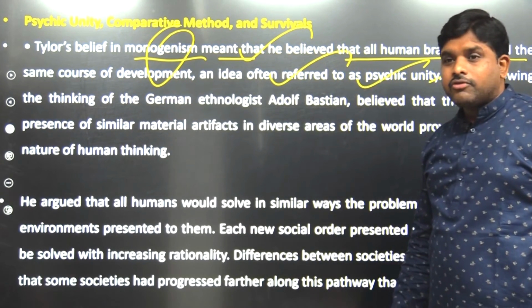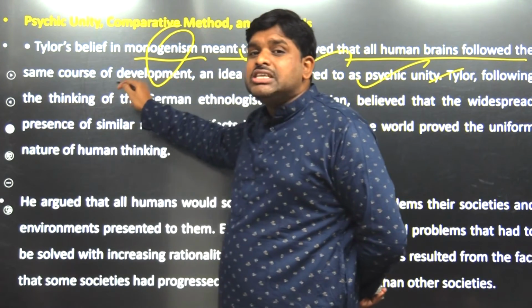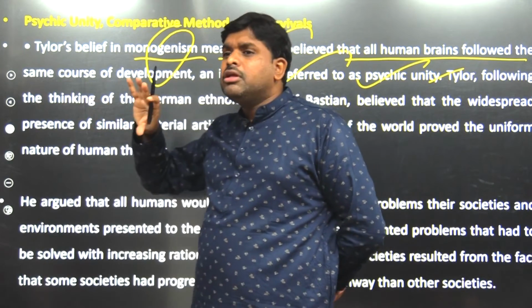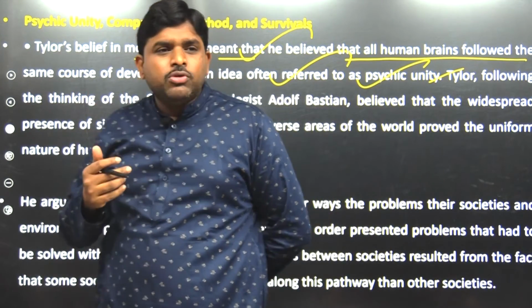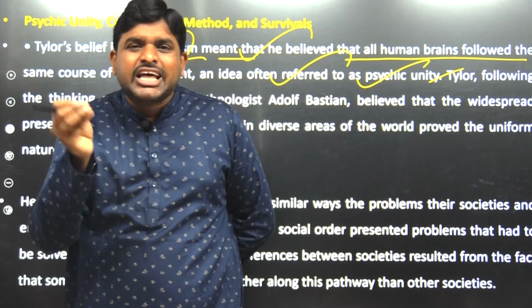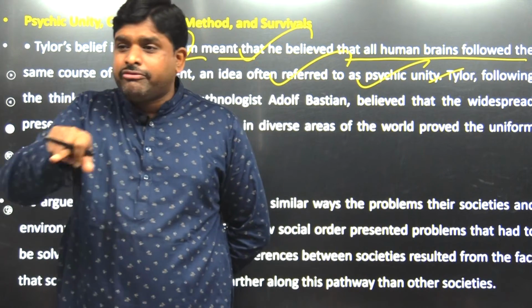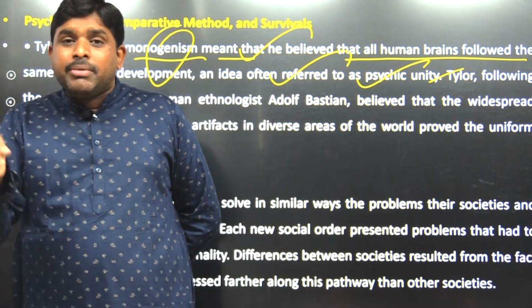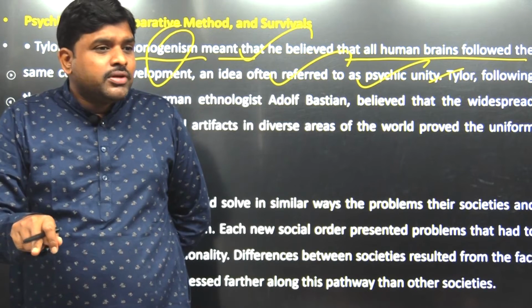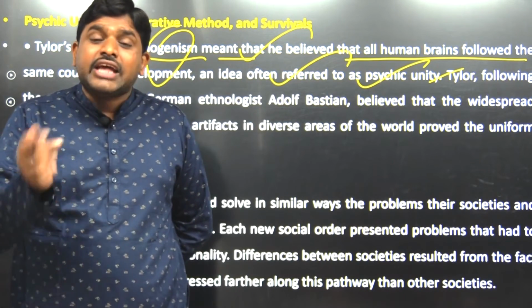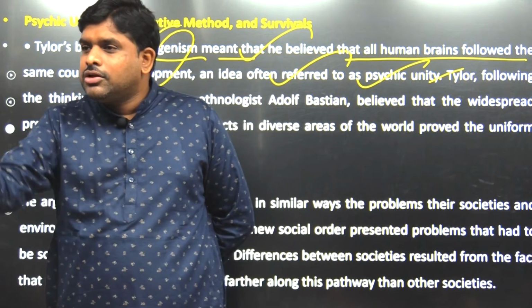Monogenism. Why? Because this monogenism was a 10-marker question once upon a time. People got shocked: what is this monogenism? Monogenism is nothing but the term given by E.B. Tylor. Though the meaning is the same, what term did he use initially? Psychic unity of mankind. For psychic unity of mankind, he used the term monogenism.